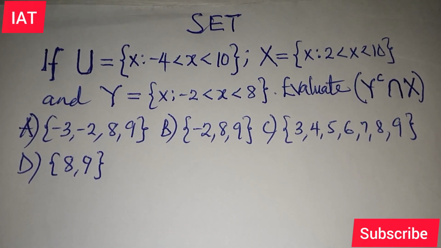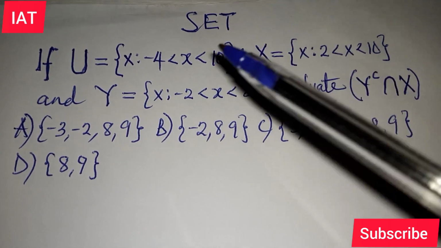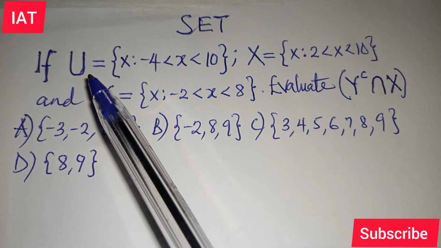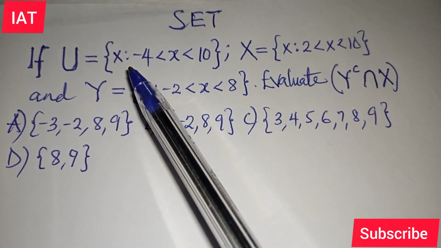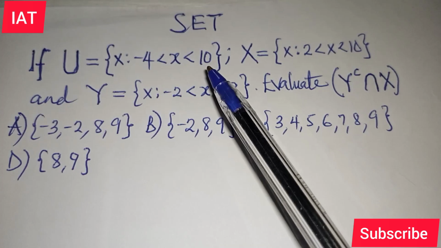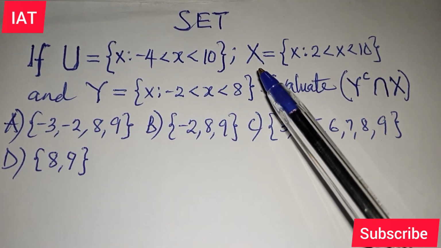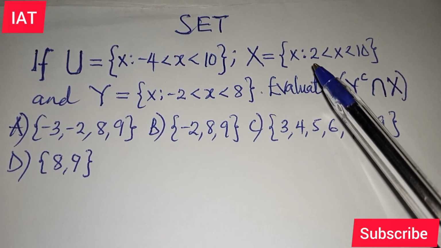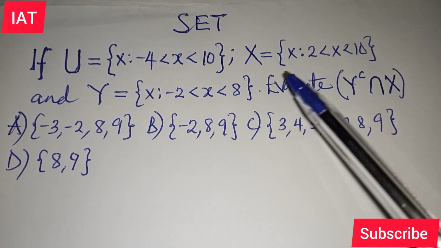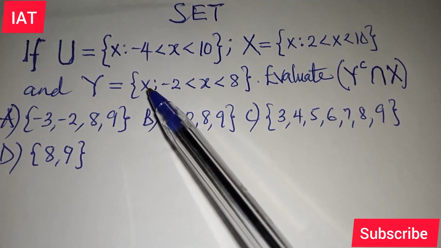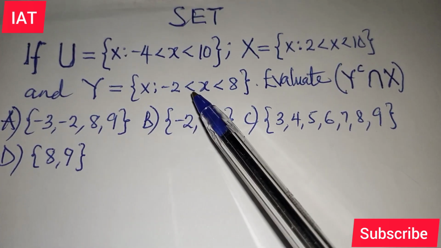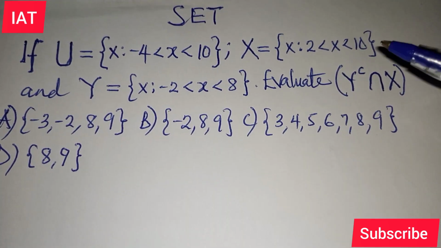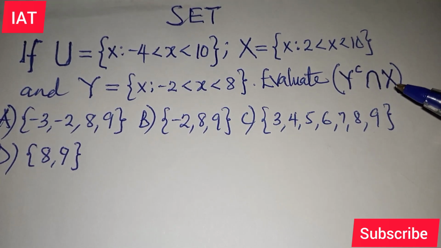Before you can solve a problem like this in sets, you should know how to make some sort of interpretation. So we have in this problem that the universal set is equal to x such that -4 is less than x and x is less than 10, and then set x is equal to x such that 2 is less than x is less than 10, and we also have set y equal to x such that -2 is less than x is less than 8. So we need to evaluate y complement intersection x.